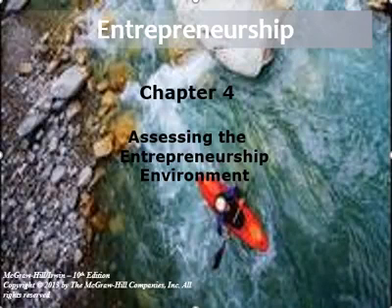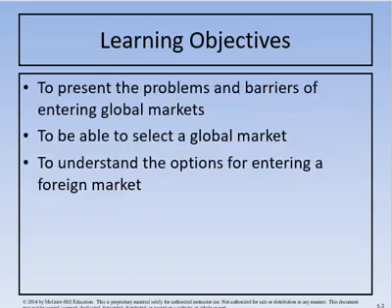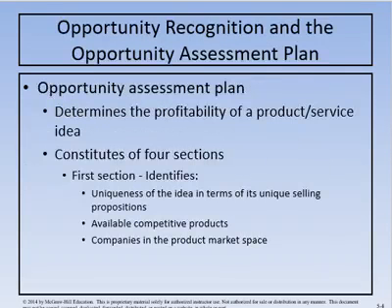Hi. Next, we move to chapter 4, assessing the entrepreneurship environment. The learning objectives are to understand the aspects and importance of identifying good domestic or international opportunities, to be able to identify these opportunities, to be able to create an opportunity assessment plan, to present the problem and the barriers in the global market, to be able to select a global market, and to understand the options for entering a foreign market.